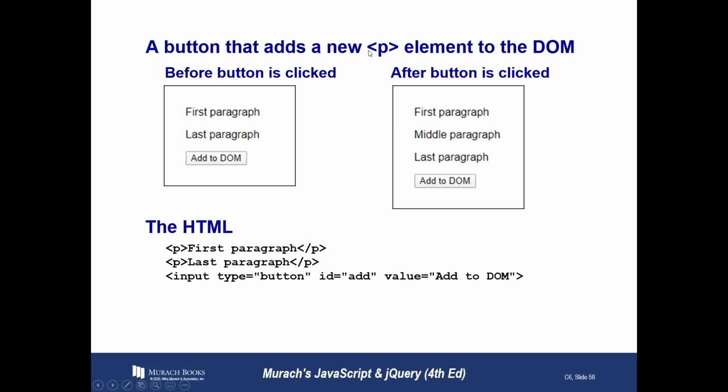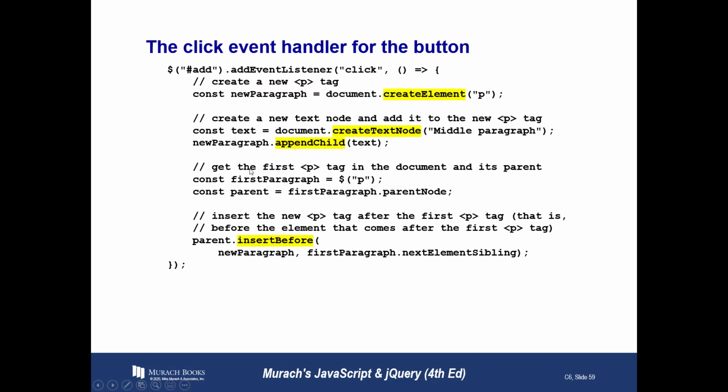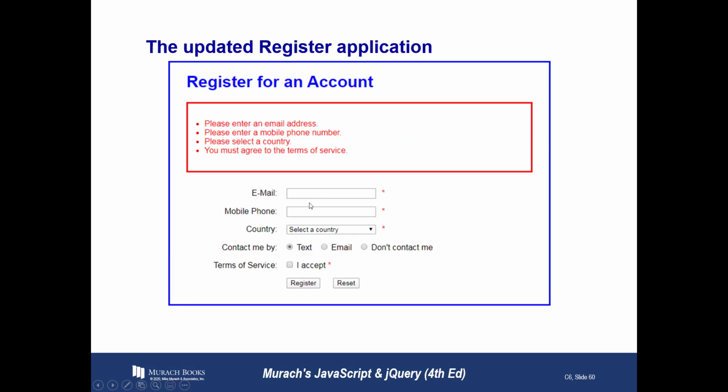So as it says, a button that adds a new paragraph element to the DOM. So before it's clicked and after it's clicked. So they've added this in here. So they created this, all right, and then they said they wanted to insert this middle paragraph before the last one. All right. Updated register account. Look at the difference here.